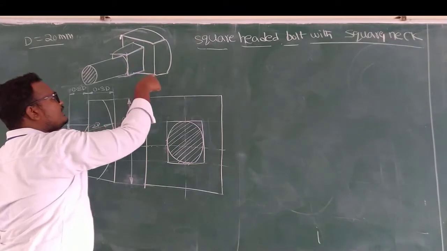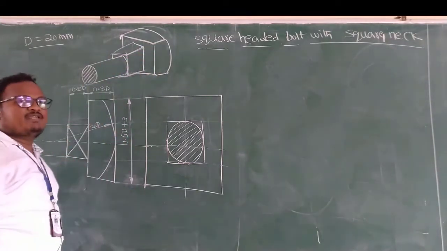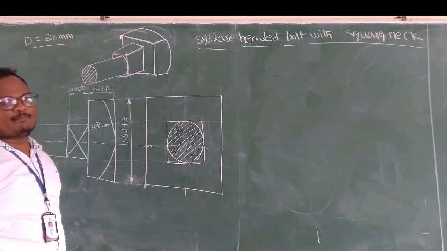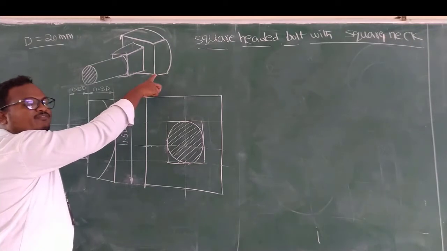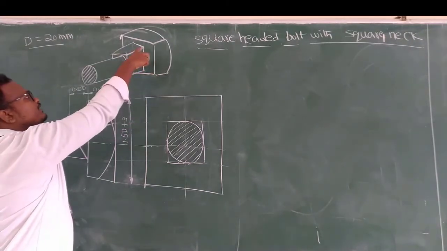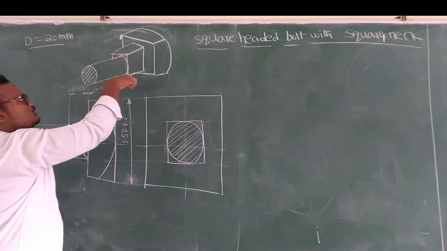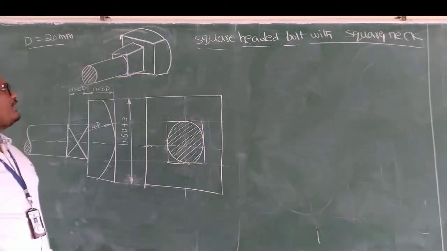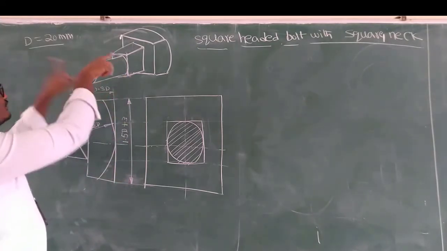If you see the head height, it is 1.5D plus 3 mm. That is nothing but W. This is called W, that is 1.5D plus 3 mm. Here this is W only, because it is equal to D, the diameter of the bolt. These are the standard values we have to remember.